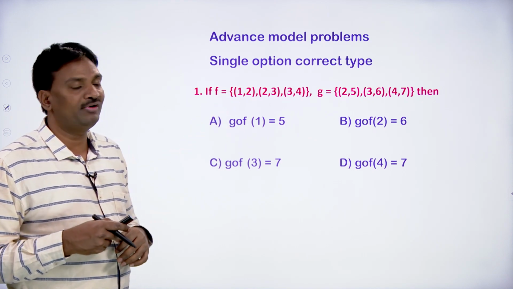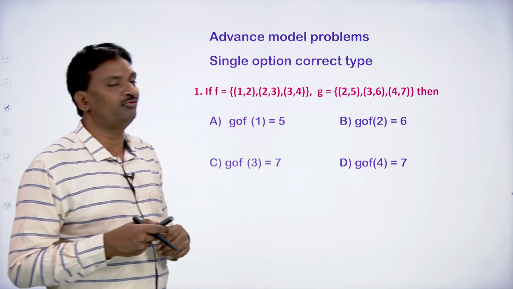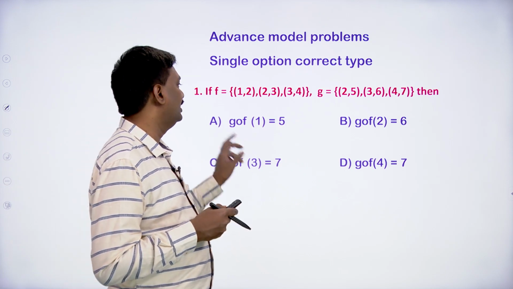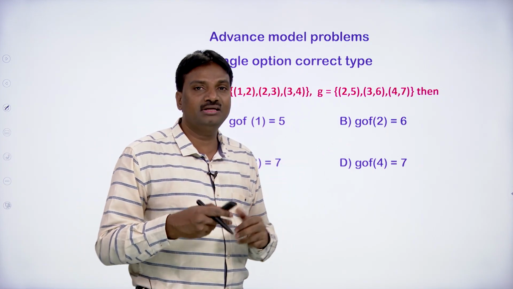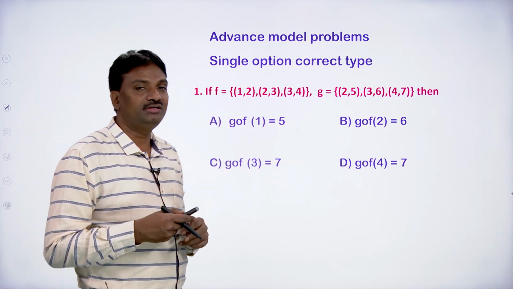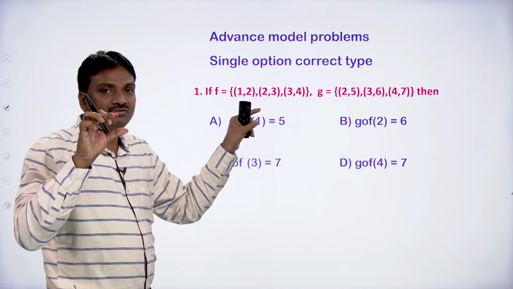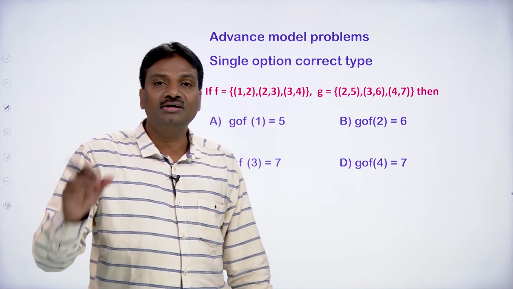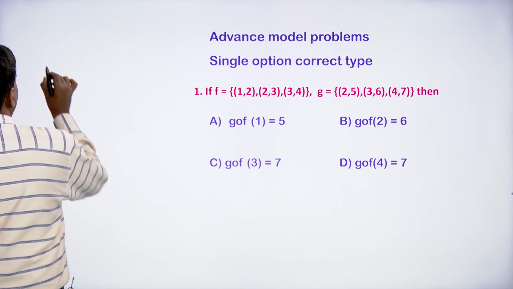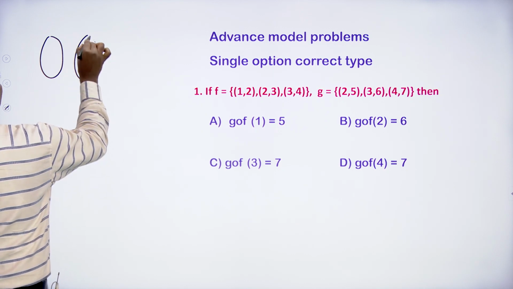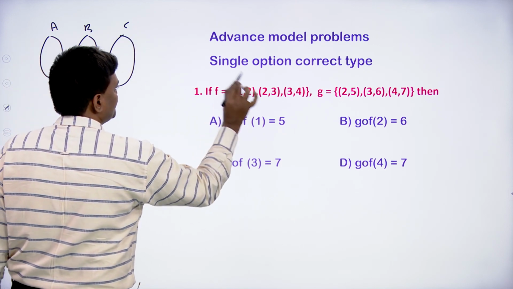Here two functions f and g are given as f equal to {(1,2),(2,3),(3,4)} and g equal to {(2,5),(3,6),(4,7)}. Since two functions are defined, we must have three sets. Let us consider the three sets as A, B, C. Suppose this is the set A, this is the set B, and this is the set C. From A to B, let us take the function as f.